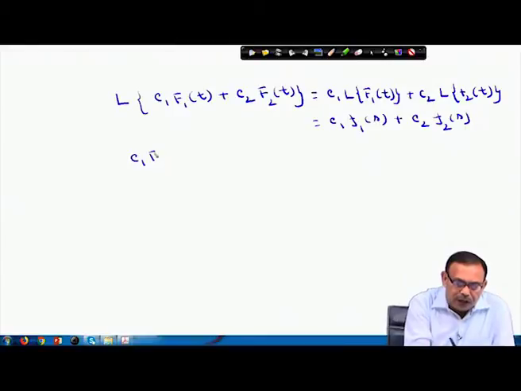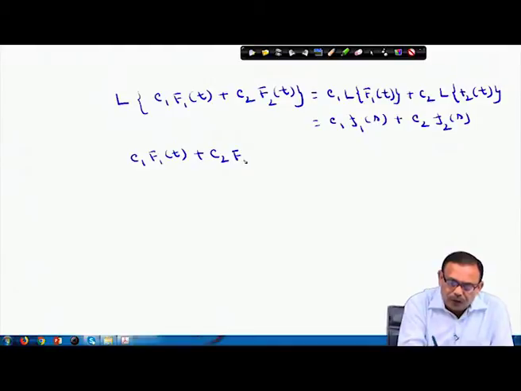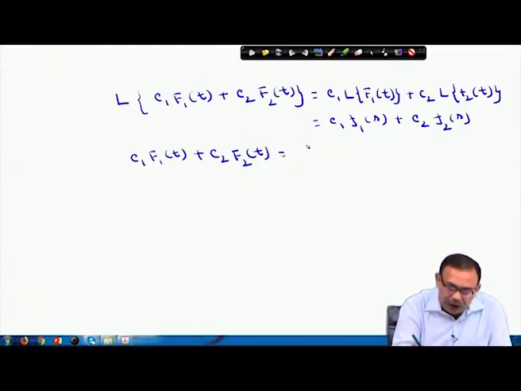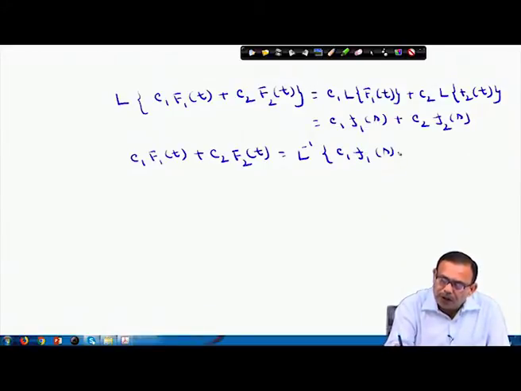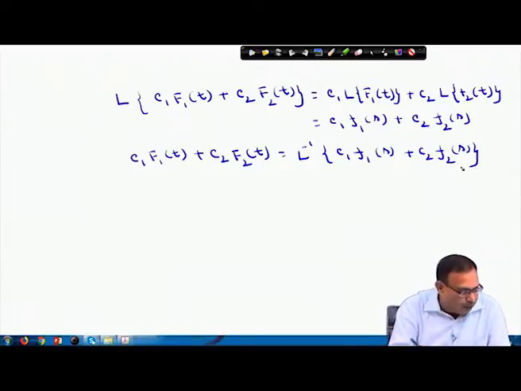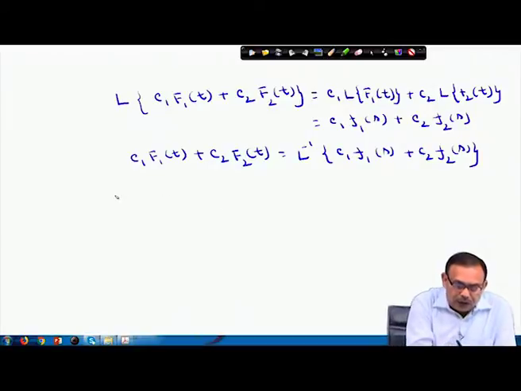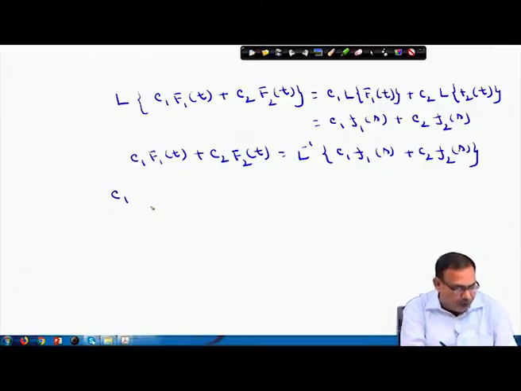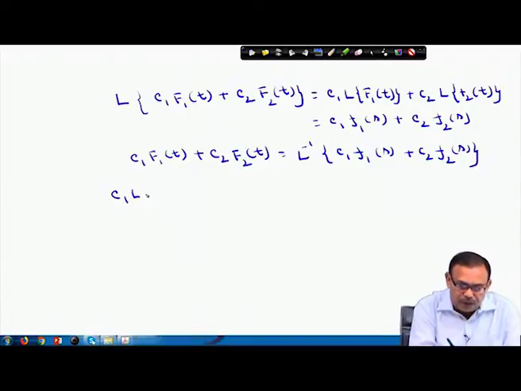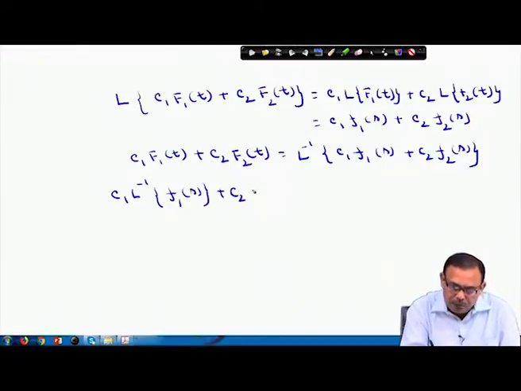Therefore, we can say that C1 f1(t) plus C2 f2(t) equals L inverse of C1 F1(s) plus C2 F2(s). This you can write down always. Which implies that from here you can write down C1 into L inverse of F1(s), f1(t) we are writing, plus C2 into L inverse of F2(s).